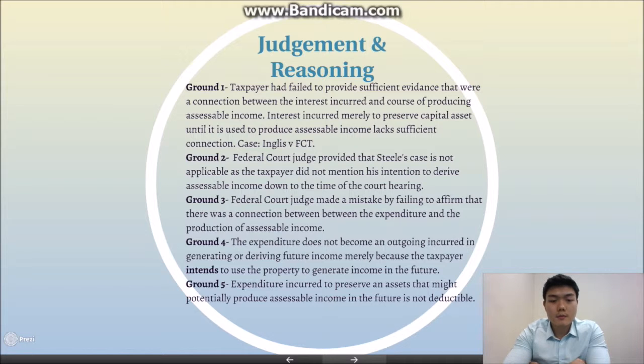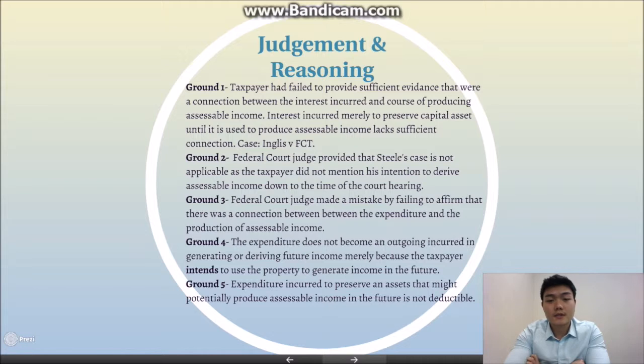Ground 2, the primary judge stated that the findings under Steele's case were not applicable as the taxpayer did not at any time mention anything about deriving assessable income down to the time of the court hearing. An outgoing must be incurred in the course of producing assessable income to successfully satisfy this exception of the first limb. In this case, the taxpayer had failed to provide sufficient evidence that the interest was incurred during the course of producing assessable income.